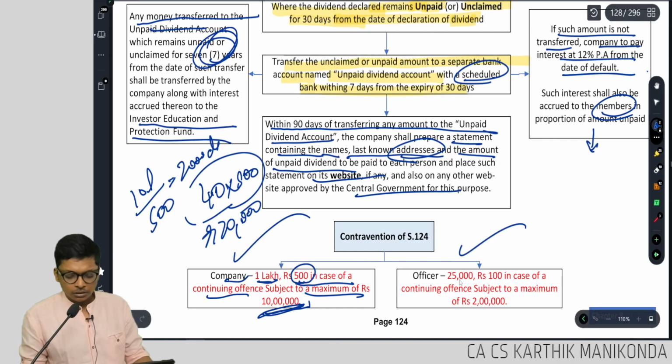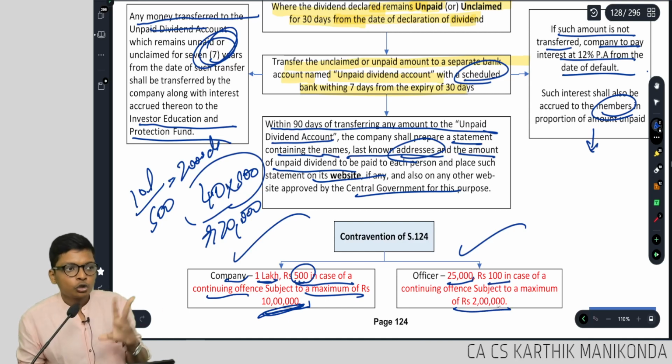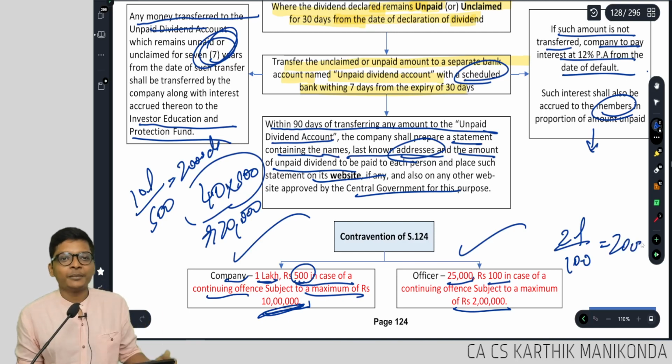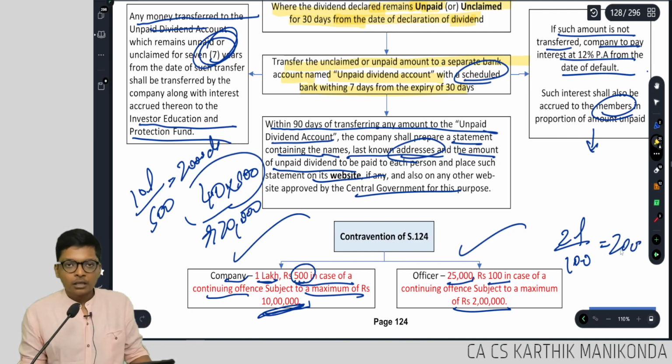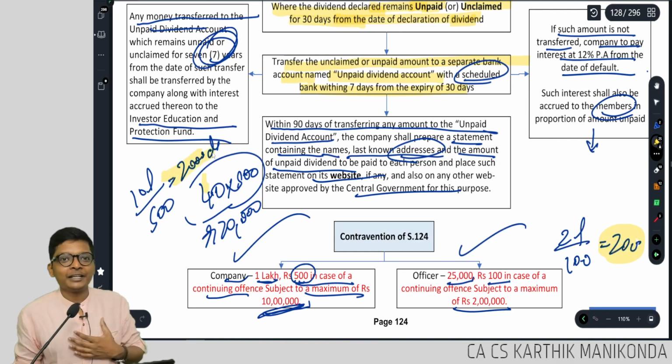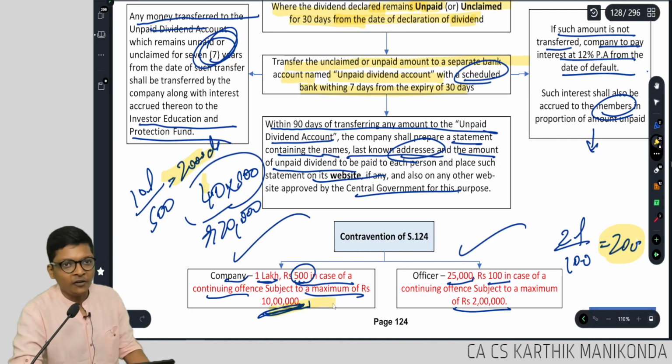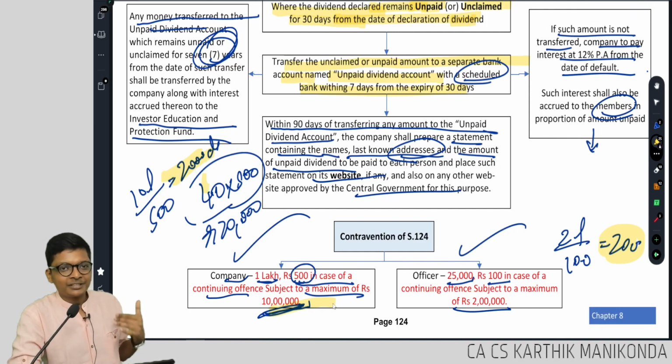Then for the officer, 25,000 instead of 1 lakh, and instead of 500 it becomes 100, subject to a maximum of 2 lakhs. That means 2 lakhs divided by 100 is how much? Same. It will be the same. That means the law is saying up to 2000 days only I am giving penalty. Beyond this also, if you did default, I don't know what to do. The law is stopping the penalty after 2000 days. After that, what will happen? You will see in one more section. We will see that. Are you following, guys?